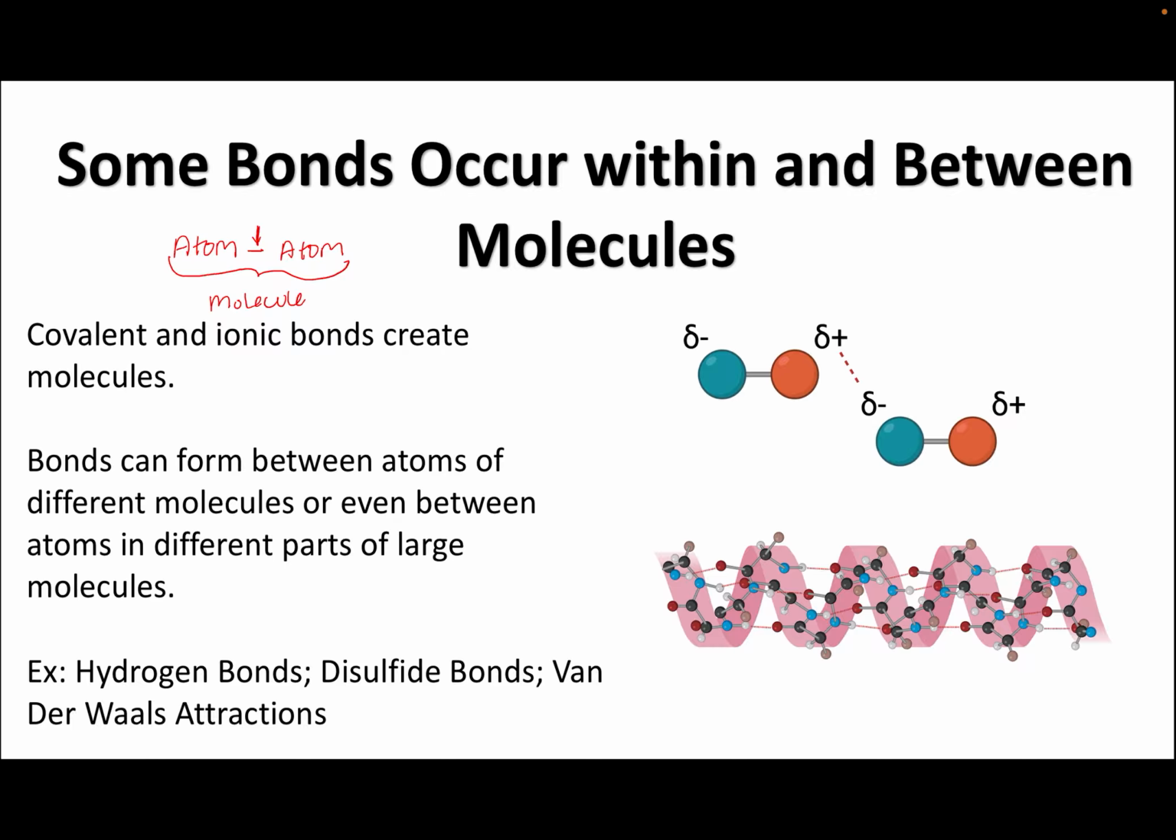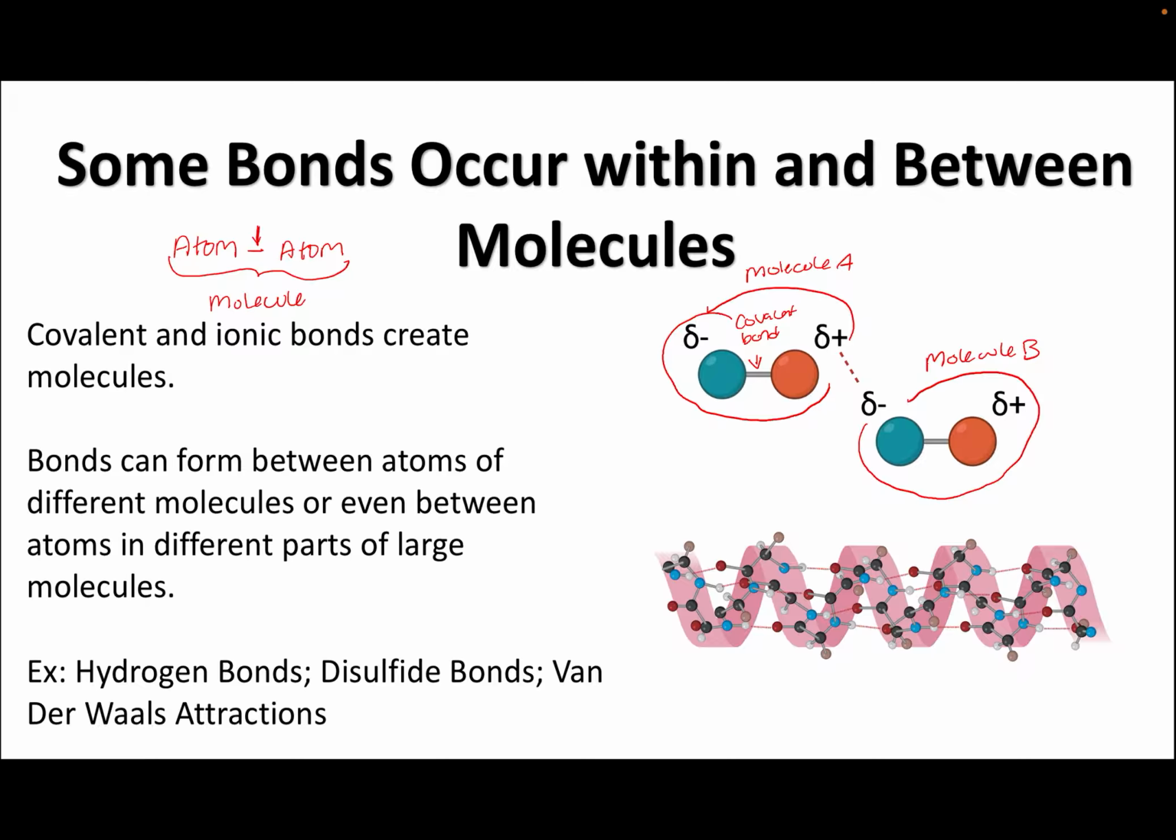So for example, let's look at this picture right here. This is one molecule. We'll call this molecule A. We can see that there is a covalent bond that is occurring between the atoms in this molecule A. And then we have molecule B. And again, molecule B is held together by a covalent bond, okay?